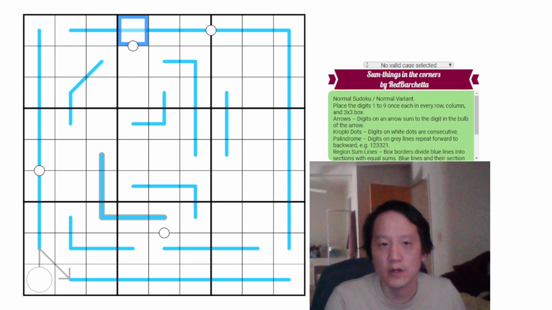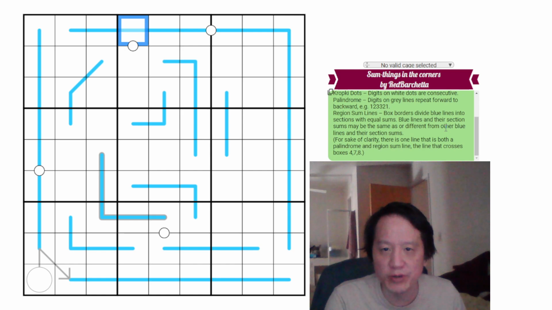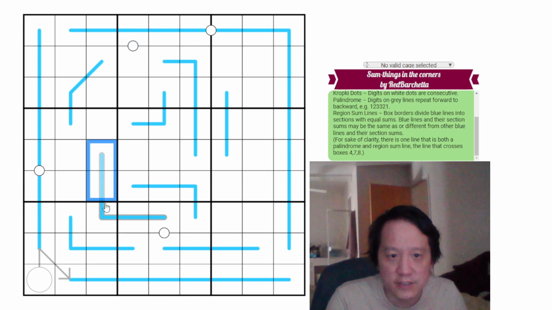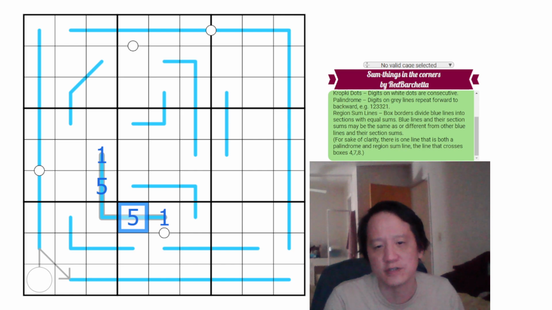Palindrome. Digits on gray lines repeat forward to backwards. I don't know if I like how that's expressed. So, okay, the only gray line I see is here, so I guess this is the palindrome line. Basically, it has to read the same forward or backwards, from one direction to the other. So if this was a 1, this would have to be a 1. If this was a 5, that would have to be 5, etc.